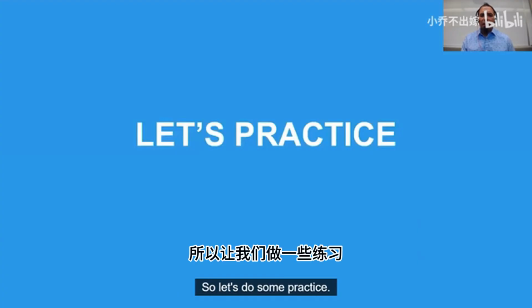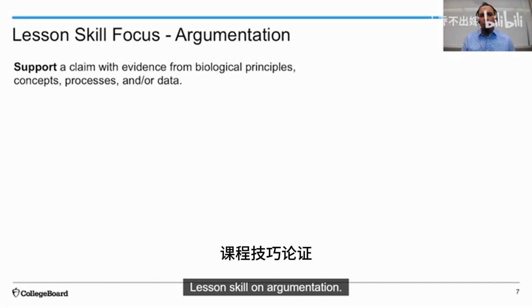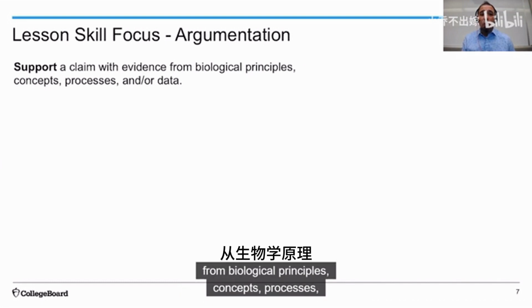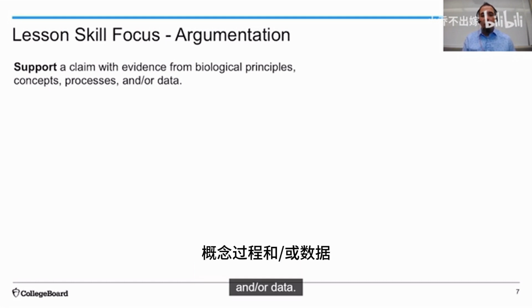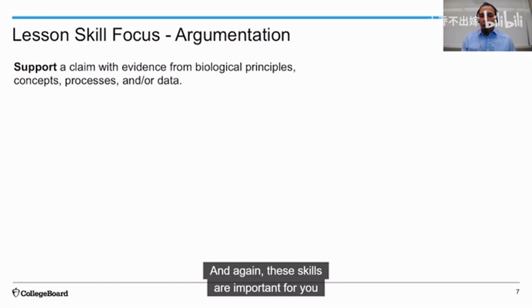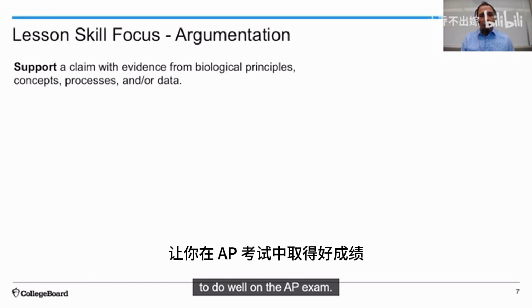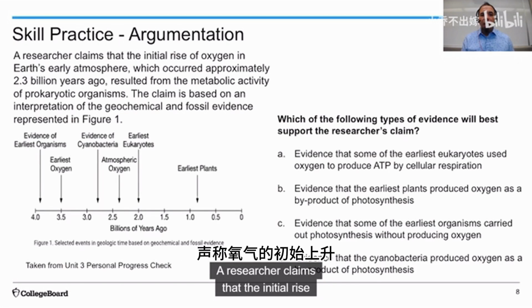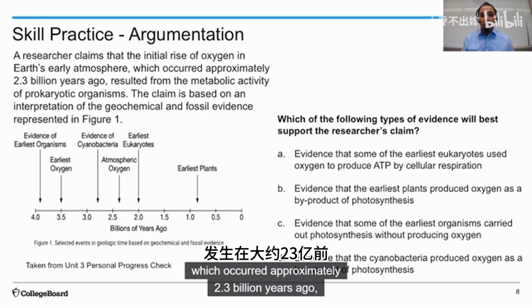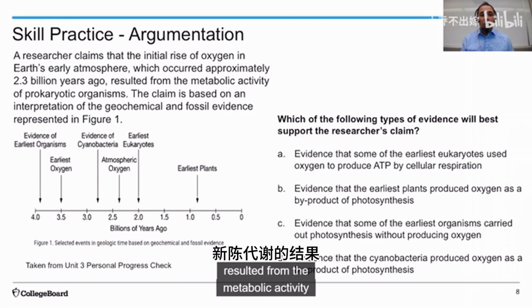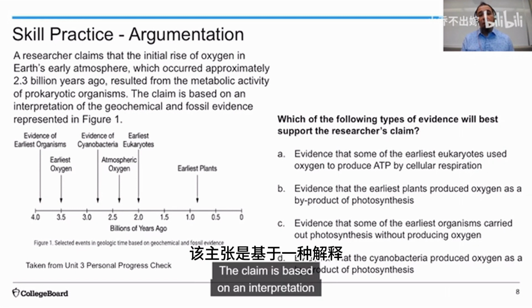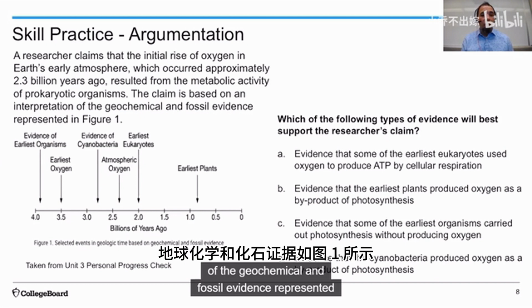So let's do some practice. Lesson skill: argumentation. We're going to support a claim with evidence, again, evidence from biological principles, concepts, processes, and/or data. And again, these skills are important for you to do well on the AP exam. So here's our skill practice, argumentation. A researcher claims that the initial rise of oxygen in the Earth's early atmosphere, which occurred approximately 2.3 billion years ago, resulted from the metabolic activity of prokaryotic organisms. The claim is based on an interpretation of geochemical and fossil evidence represented in Figure 1.